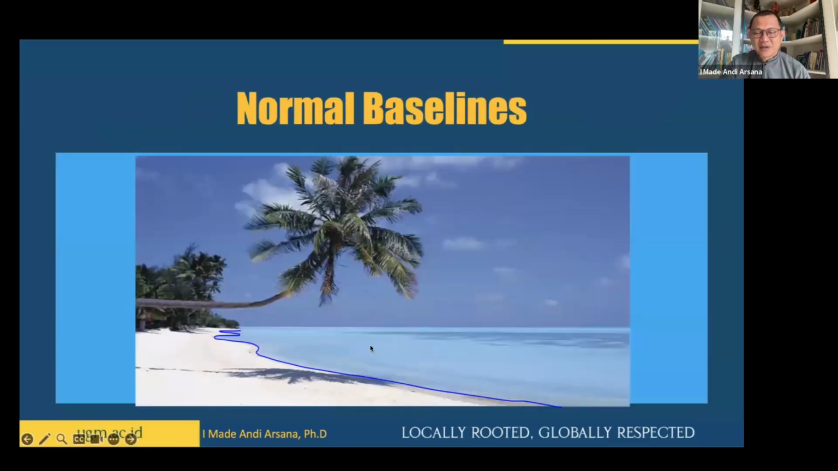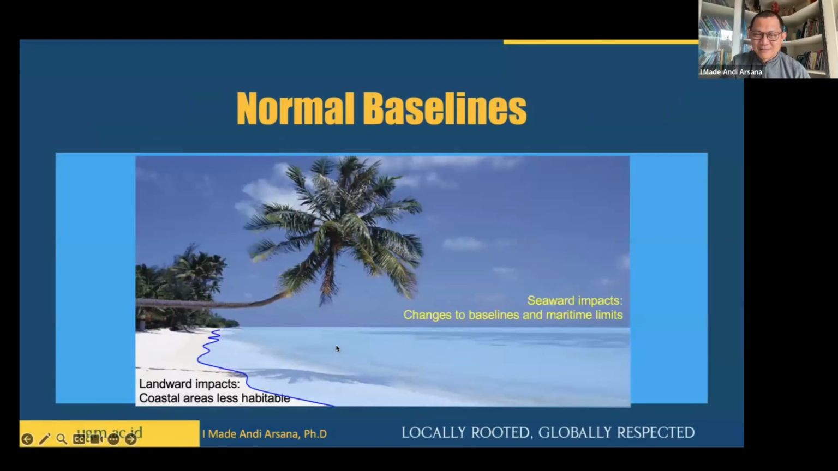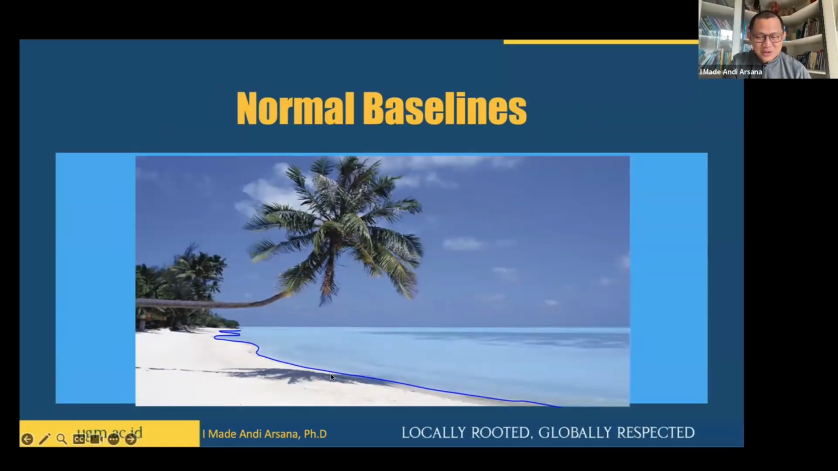Now imagine over here, the surface of the ocean does not stay here, right? It can go like that or go like that. So it can be higher and higher, and lower and lower. So which one are you using for the normal baseline? So the answer is the lowest possibility.